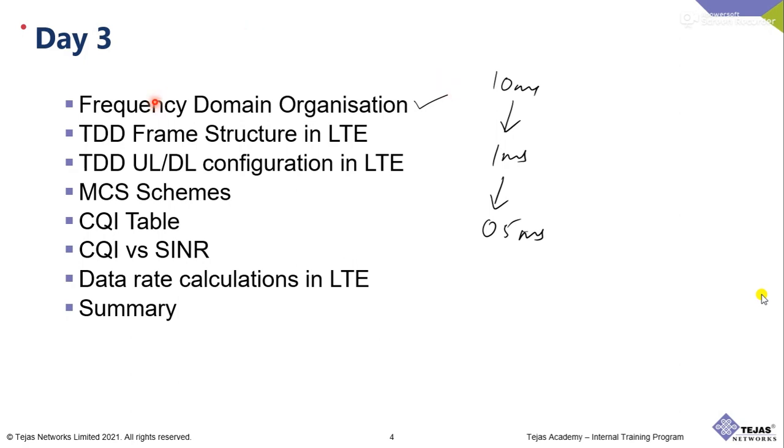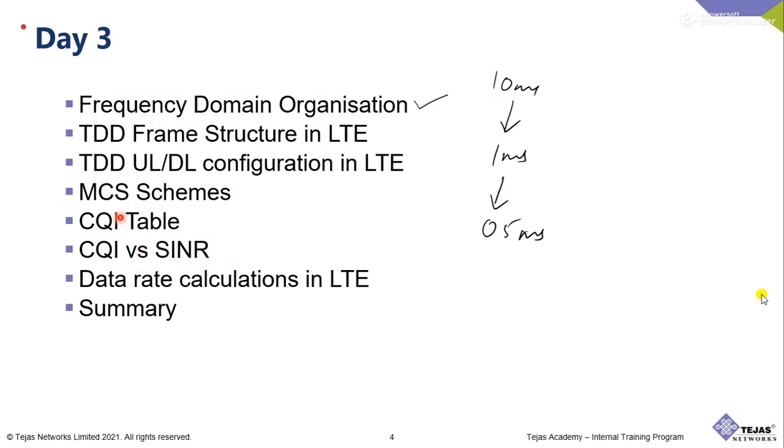Here, we'll start with the frequency domain architecture or organization, then the TDD frame structure in LTE, and the TDD uplink and downlink configuration, a very important aspect. Then the modulation and coding scheme. What do you mean by the CQI table? This particular thing I think we will not be covering today, we'll cover it tomorrow, because this is where the SINR, the signal to interference and noise ratio, will be covered. So I have included the table in day 4. I've just put it here, sorry for that.